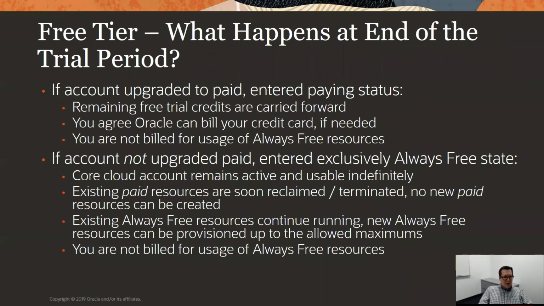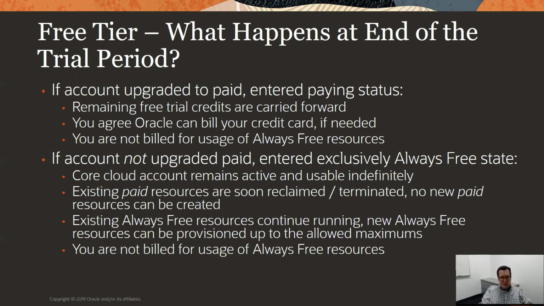So then the second question is, what happens if my trial period ends and I don't upgrade to paid? Or in other words, I transition into this exclusively always free state. And a couple things occur there. Your core cloud account remains active and usable indefinitely. Any existing paid resources you had running using the free credits are soon going to get reclaimed or terminated because you're not a paying customer. The free trial period is over, so we do go back and reclaim the paid stuff. The paid stuff doesn't just run indefinitely. And you can't create new paid resources going forward, because you've entered into this exclusively always free state.